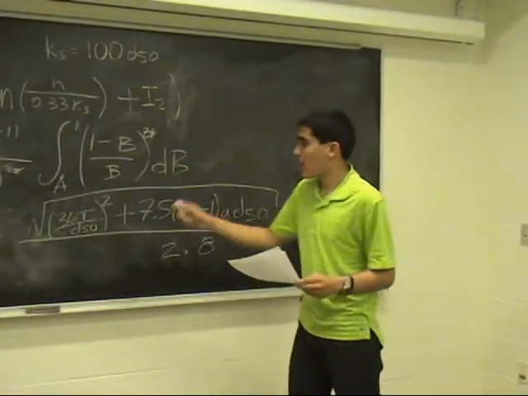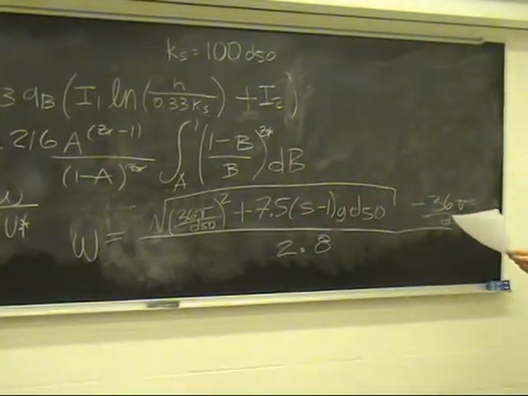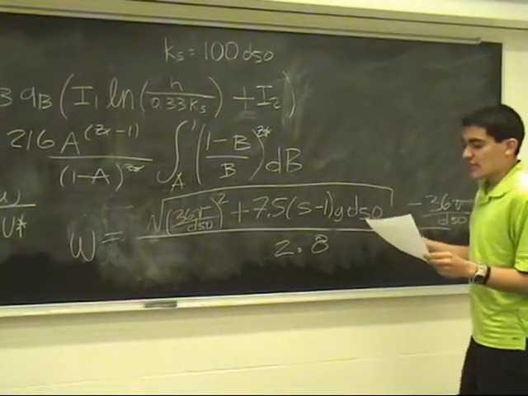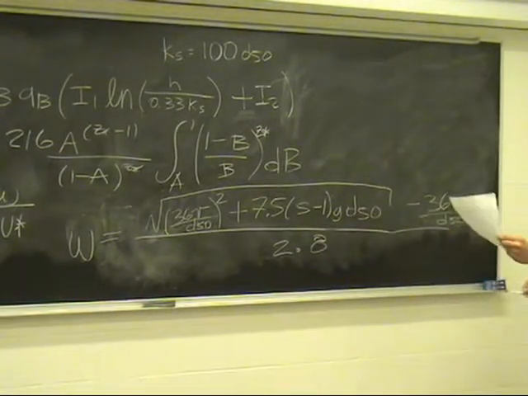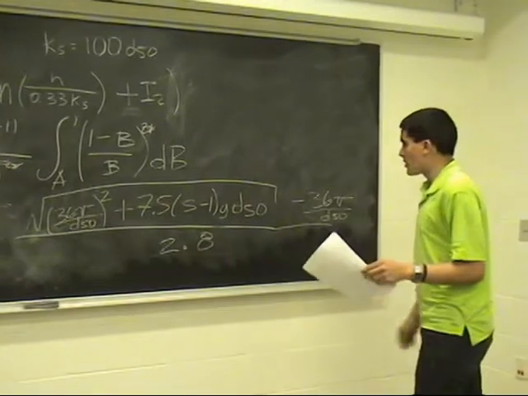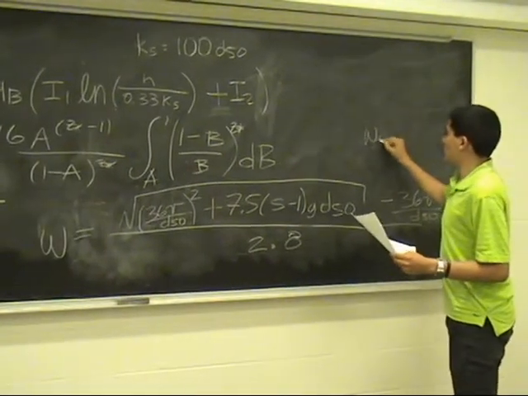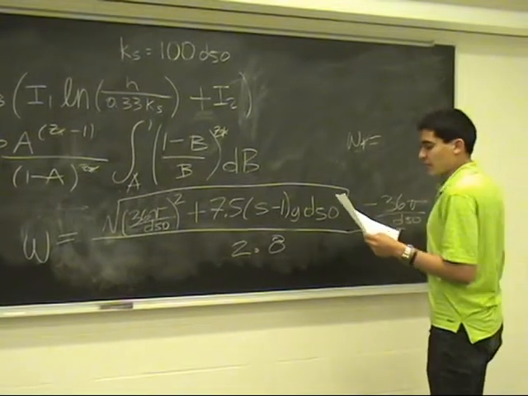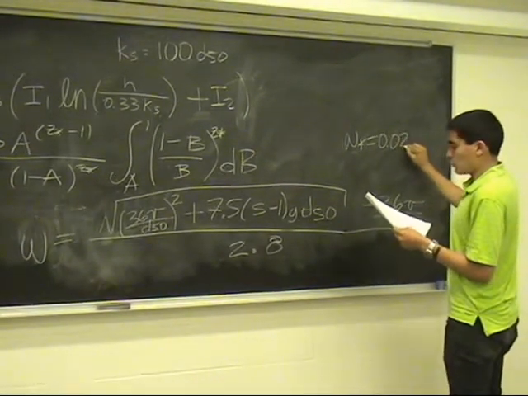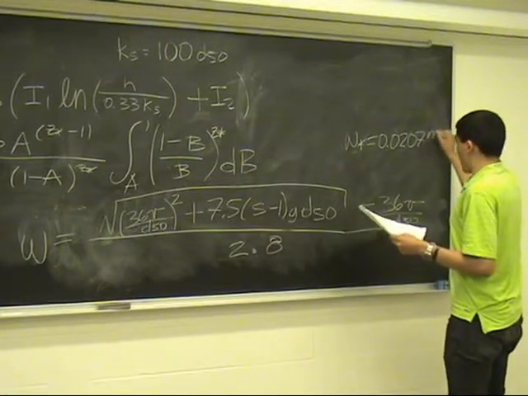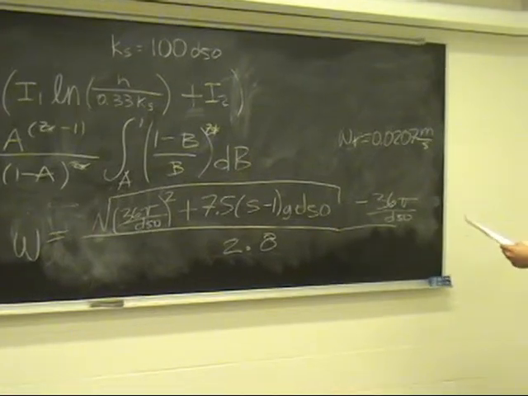Kinematic viscosity 1 times 10 to the negative 6 meters squared per second. S is 2.65. G is 2.91 and D50 is 0.2 millimeters. Putting everything in gives us that the falling velocity is equal to 0.0207 meters per second.